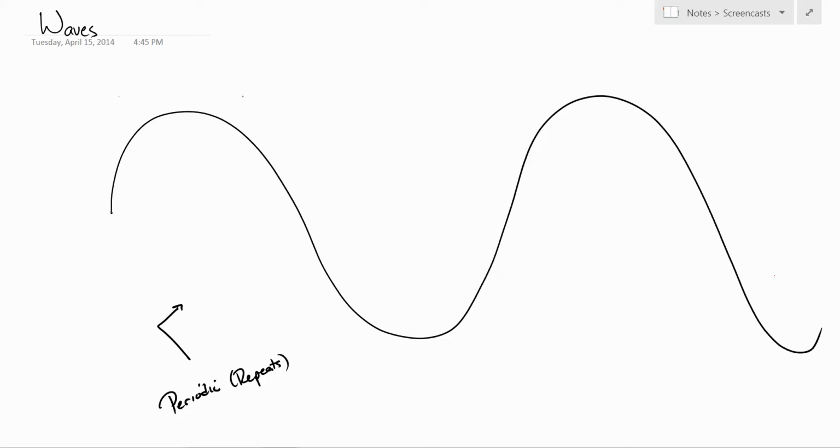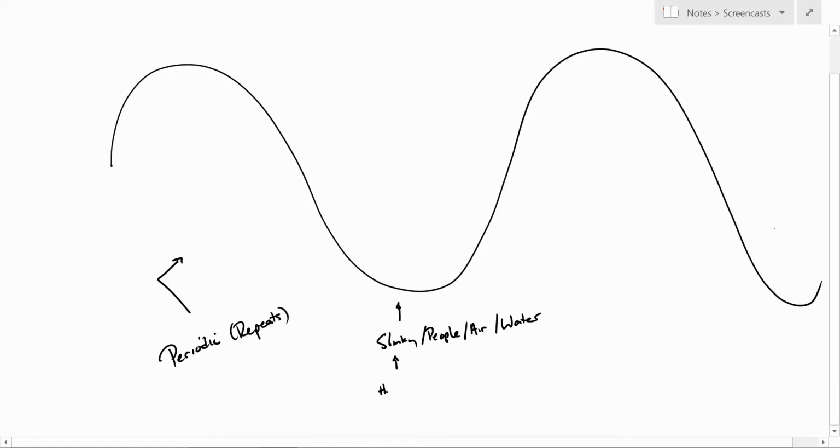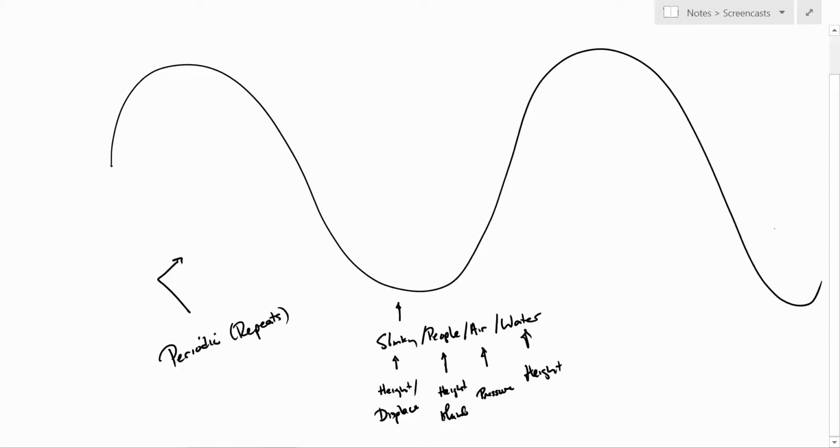We have a medium. So in this case, the medium is going to be this line. This might be a slinky. It might be people's hands. It might be air. It might be water. And so, if it's a slinky, it can refer to the height or displacement of the slinky. If it's people, it probably refers to the height of hands. If it's water, it probably also refers to the height of water. But air can be kind of weird, tends to refer to pressure.